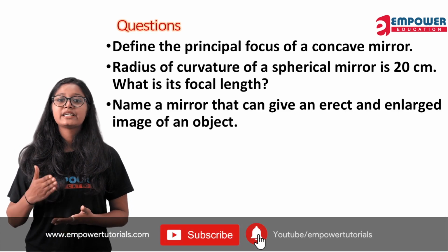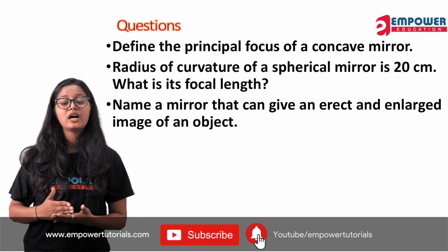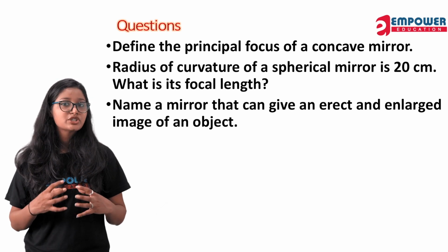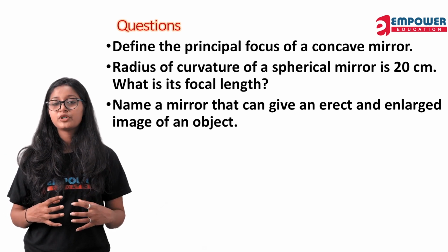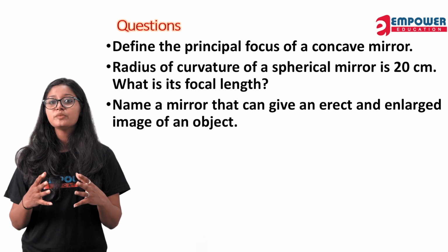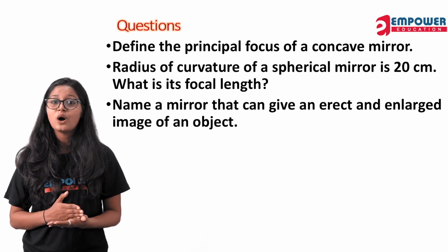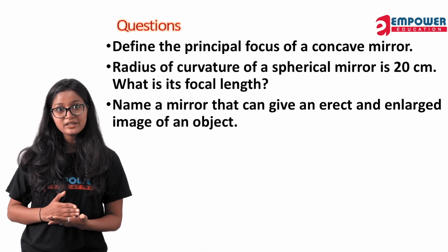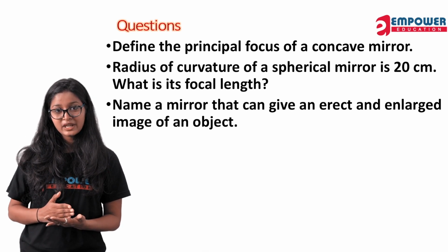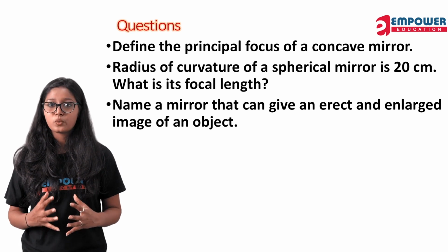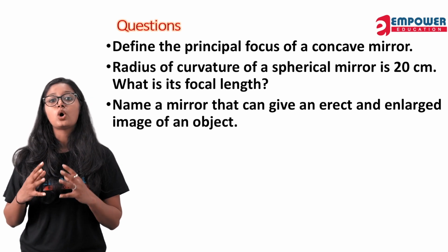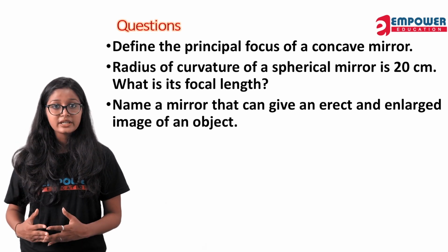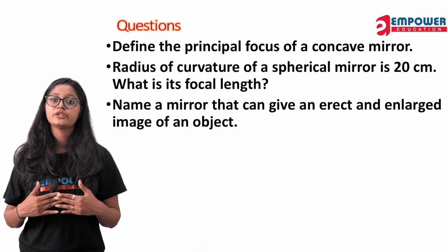Now let's move to the next question. Name a mirror that can give an erect and enlarged image of an object. Through all these discussions on the formation of images by the concave and convex mirrors, you must know by now how the image is formed by these two mirrors. Please try whether you can answer this question. The answer is a convex mirror. A convex mirror can give an erect and enlarged image of an object.